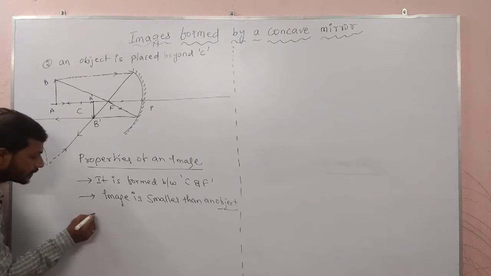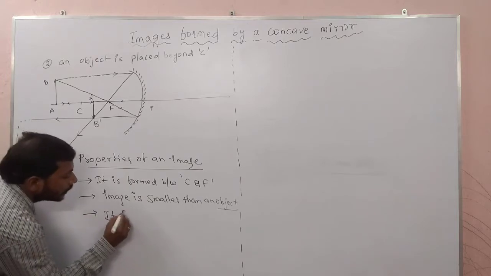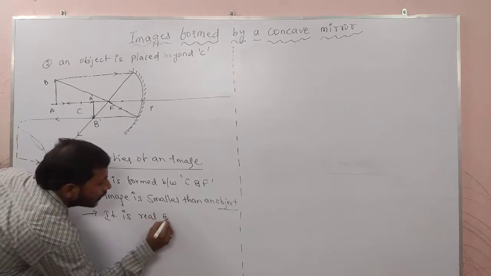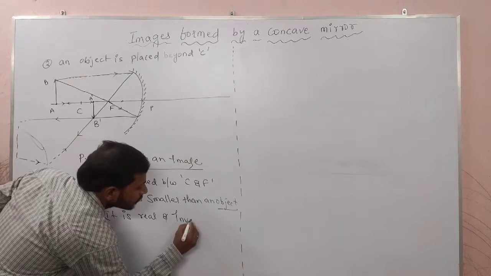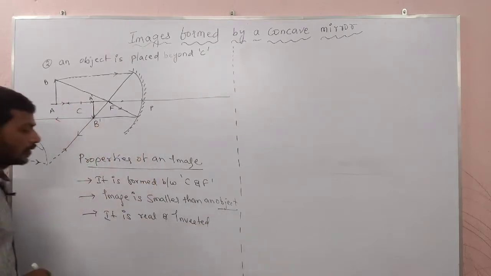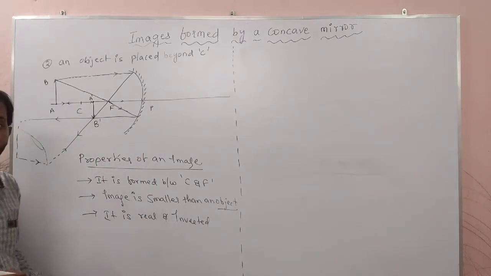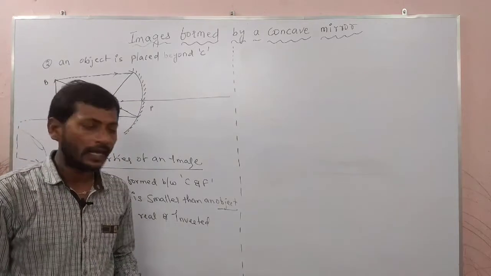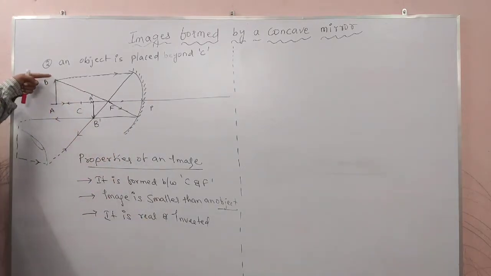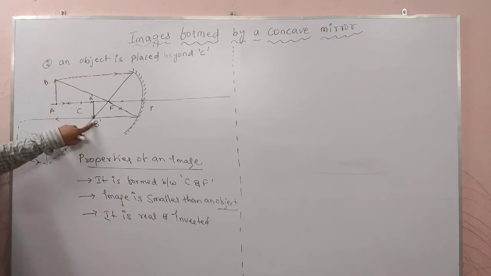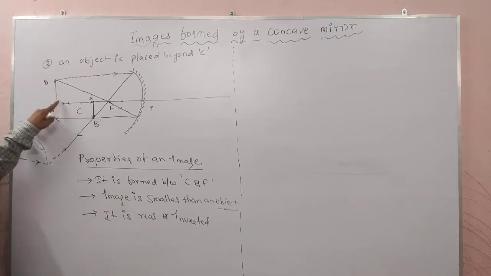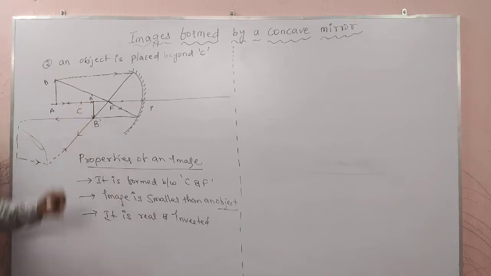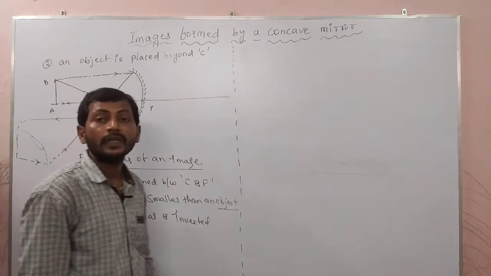And the next one is, it is real and inverted. What is meant by real? I told you, we can place it on the screen. Clear? Inverted means, if you observe, B is the head. Now B became reversed. Head became tail, tail became head. Isn't it? So this is the case.